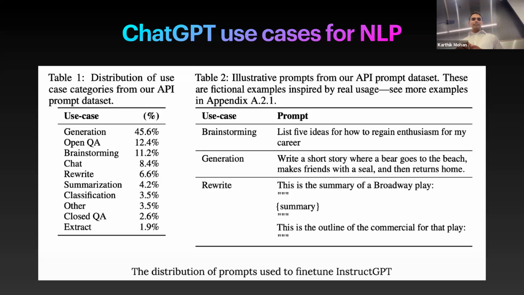In Table 1 on the left, you can see that they did some research on the distribution of use cases of the API for InstructGPT. So this is an InstructGPT version. And they said that there's generation, open Q&A, brainstorming, chat, rewrite. So rewrite is, here's a sentence, here's an email, here's an article, rewrite it, make it more polished. Summarization, can you summarize this whole text for me, right?